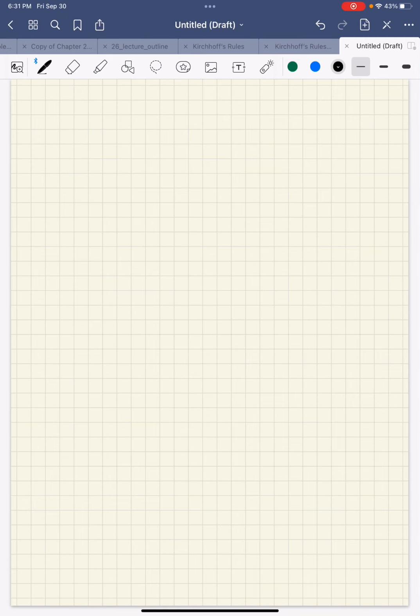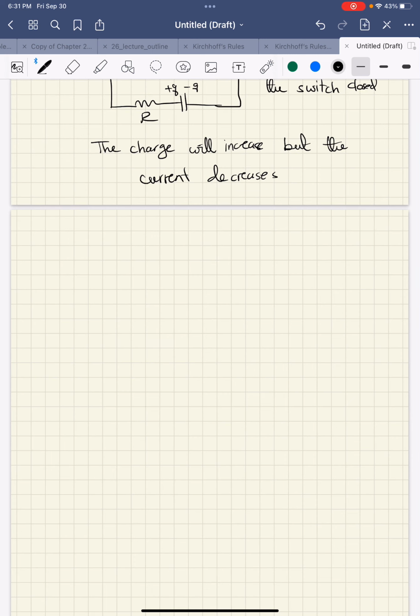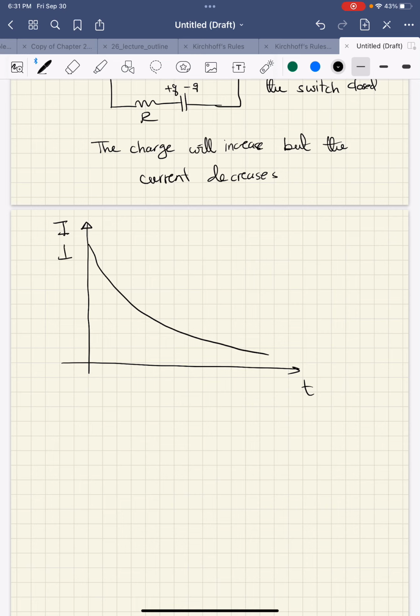Now, if we want to find the behavior of the current in the circuit, we can draw I versus time. It starts from the highest current I0, and then it decreases exponentially. This is E over R times e to the minus t over RC, or we can say this is I0 e to the minus t over RC.